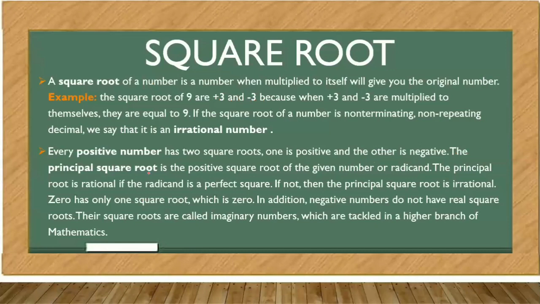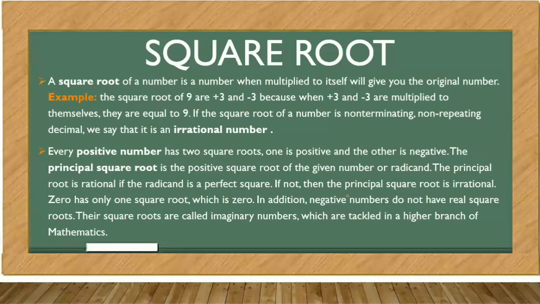The principal square root is the positive square root of the given number or radicand. So, ibig sabihin yung ating principal square root laging positive. Kapag principal square root ang hinahanap natin, laging positive. So, it means the principal square root of 9 is positive 3. Alright? So, that is the principal square root of 9. Laging positive.